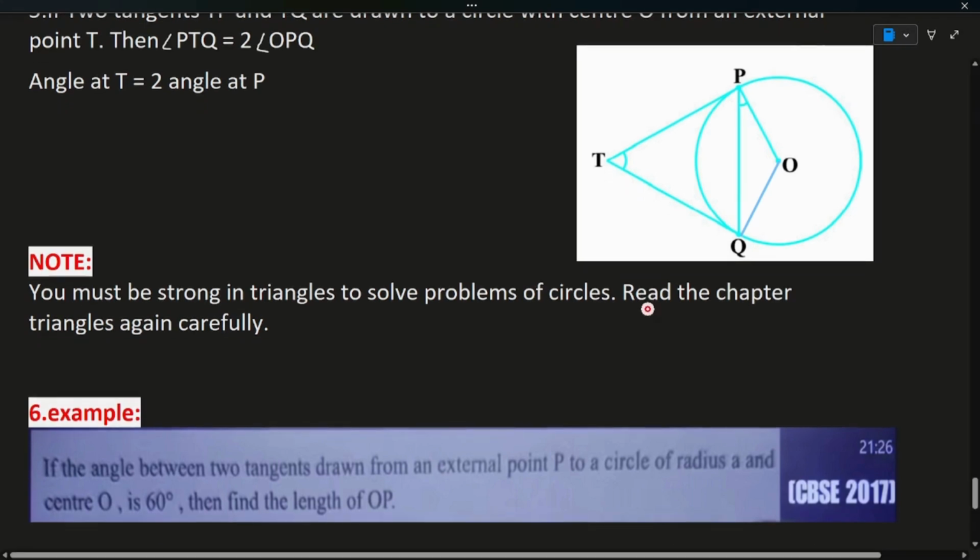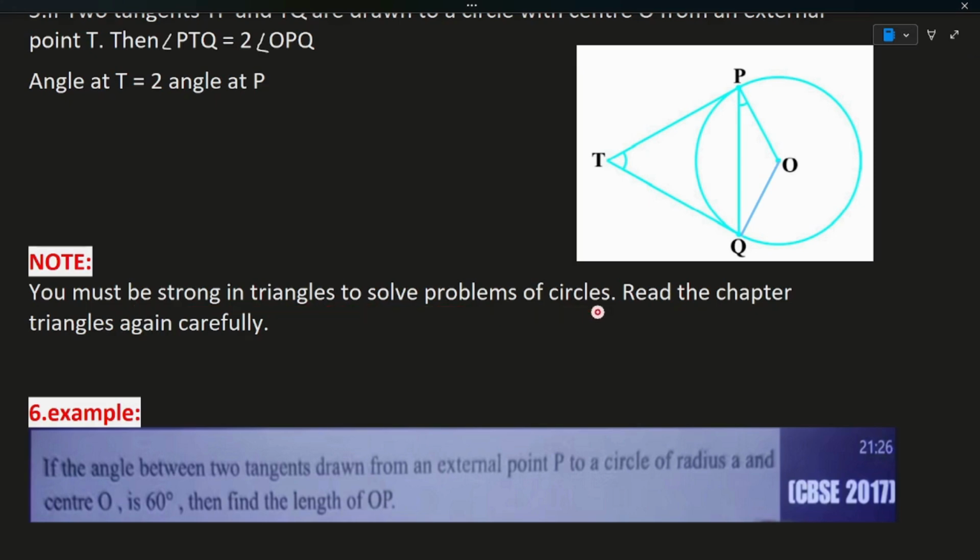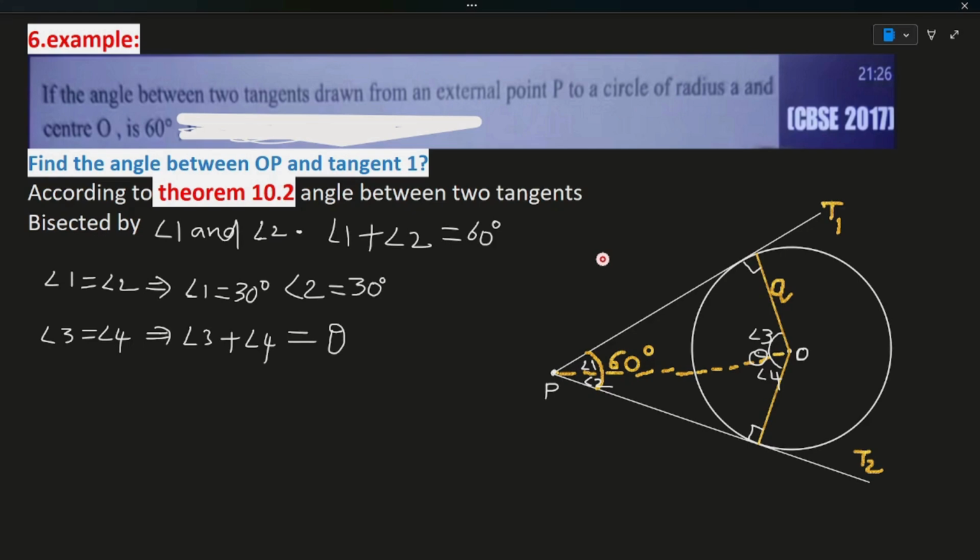And note here, you must be strong in triangles to solve the problems of circles. To solve the problems on circles very easily, we have to be strong enough to solve the problems on triangles also. So if anyone is not able to understand the concepts and problems in circles, please go through the triangles chapter. Example: if the angle between two tangents drawn from the external point P to the circle of radius A and center O is 60 degrees, find the angle between OP and tangent 1.